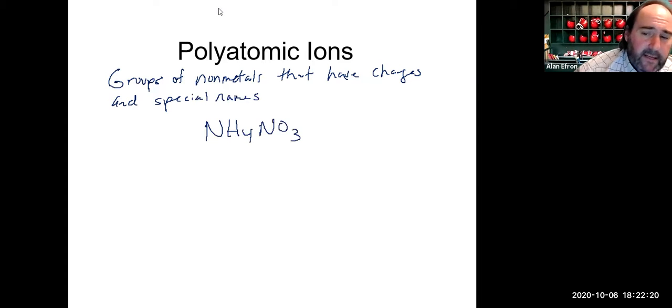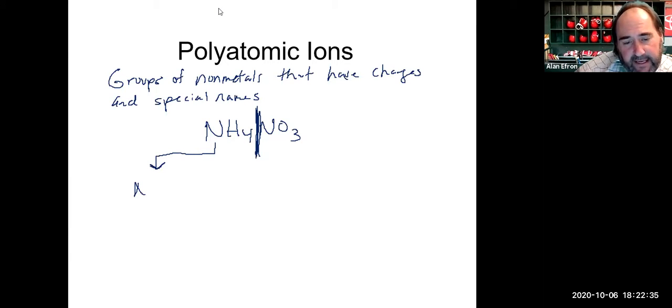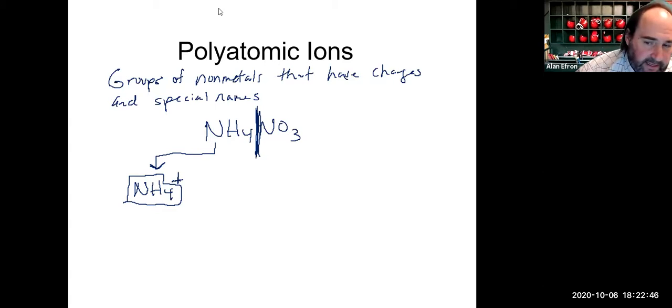NO3. If we look at this guy right here and we break it right about there, this is actually two different polyatomic ions that are together. This guy over here is probably the only positive polyatomic ion you will see, and that is NH4+. That one nitrogen and four hydrogens all stay together as a whole unit, move around as a whole unit, never break apart into individual elements. And that entire thing has a positive one charge.